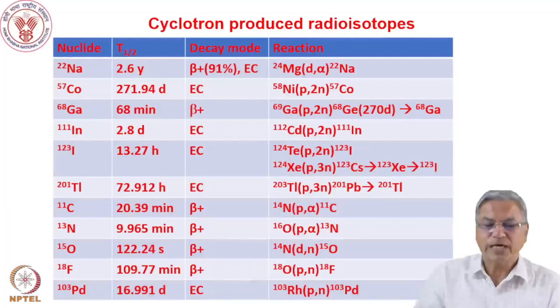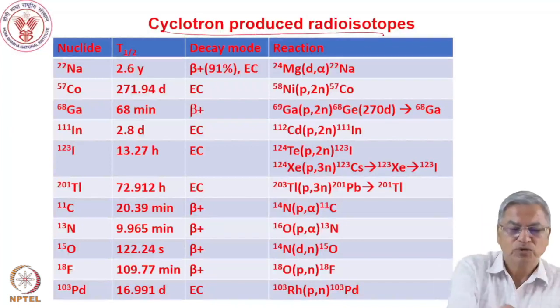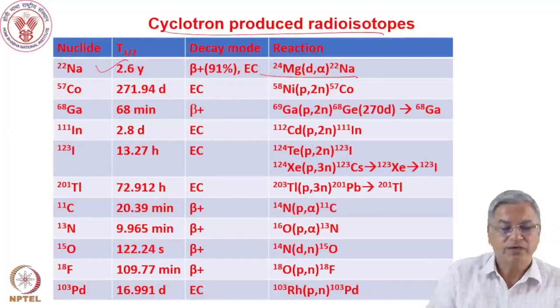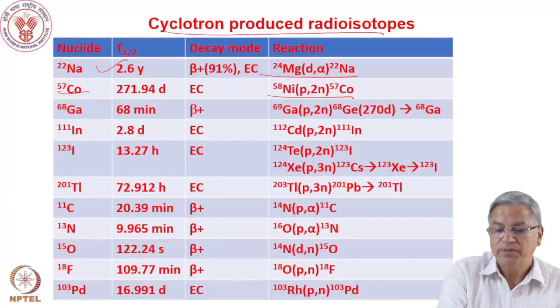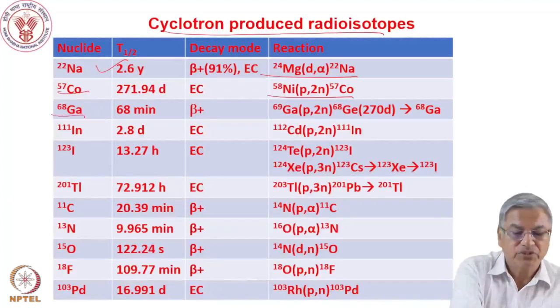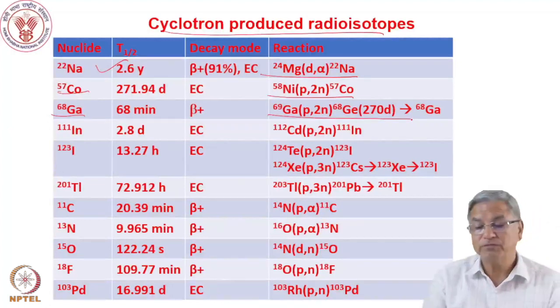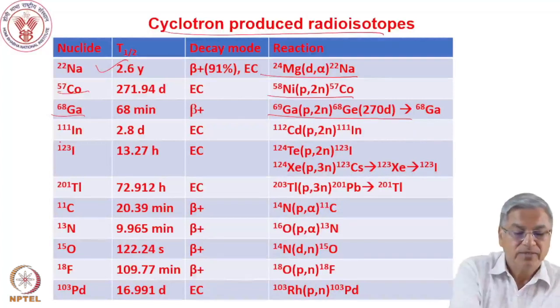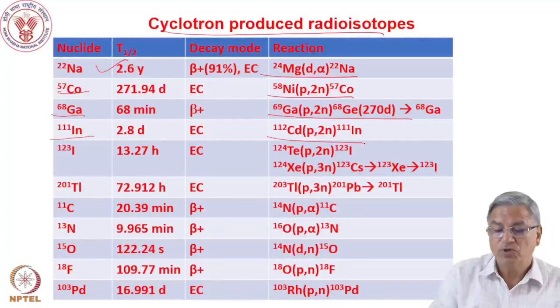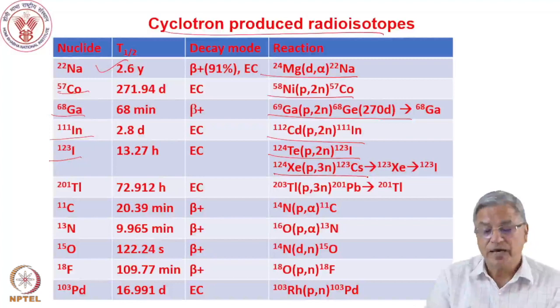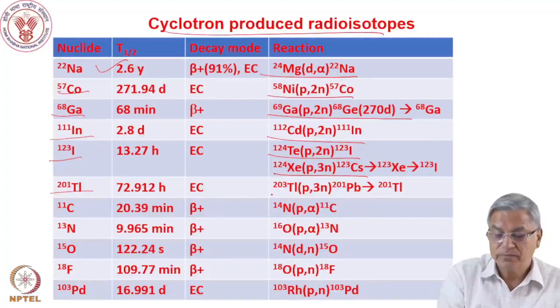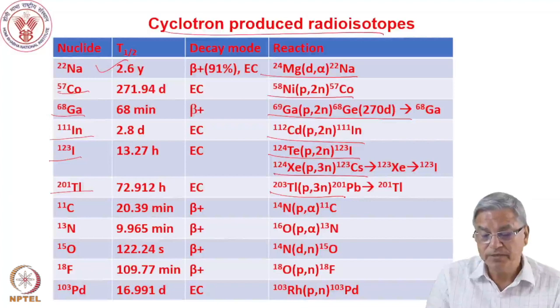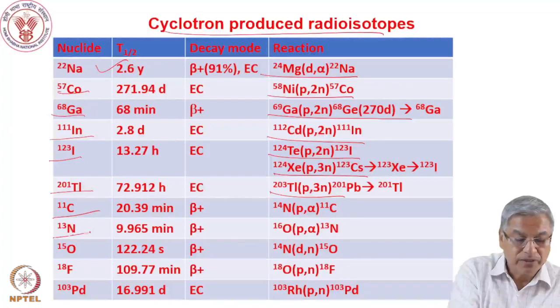So this is the list of cyclotron produced radioisotopes: sodium-22, magnesium-24 (d,alpha), cobalt-57, nickel-58 (p,2n), gallium-68. You can directly produce gallium-68, or you can go for the gallium-69 (p,2n) reaction, indium-111, cadmium-112 (p,2n), iodine-123 with tellurium or xenon as a target material, thallium-201, thallium-203 (p,3n), lead-201 followed by electron capture decay, carbon-11, nitrogen-13, and oxygen-15.